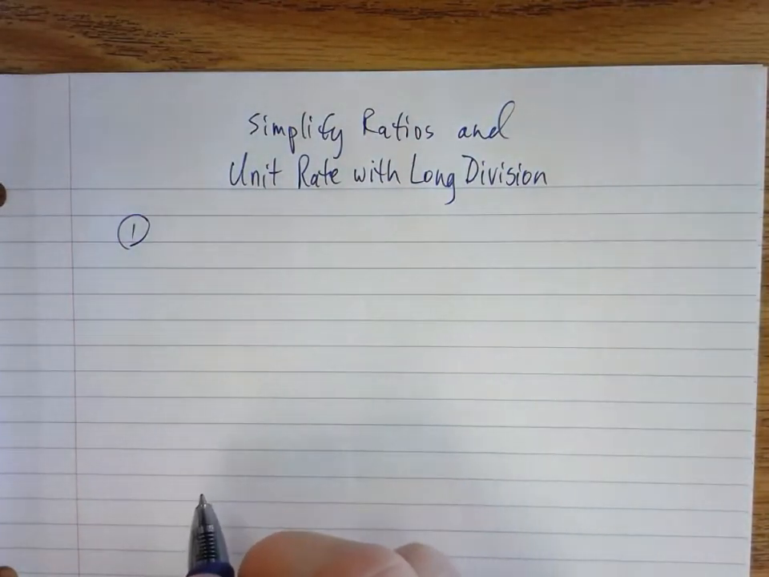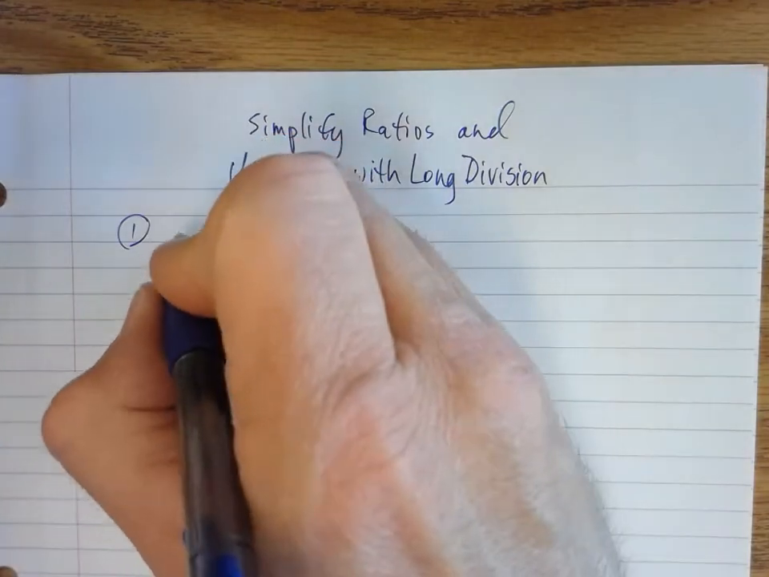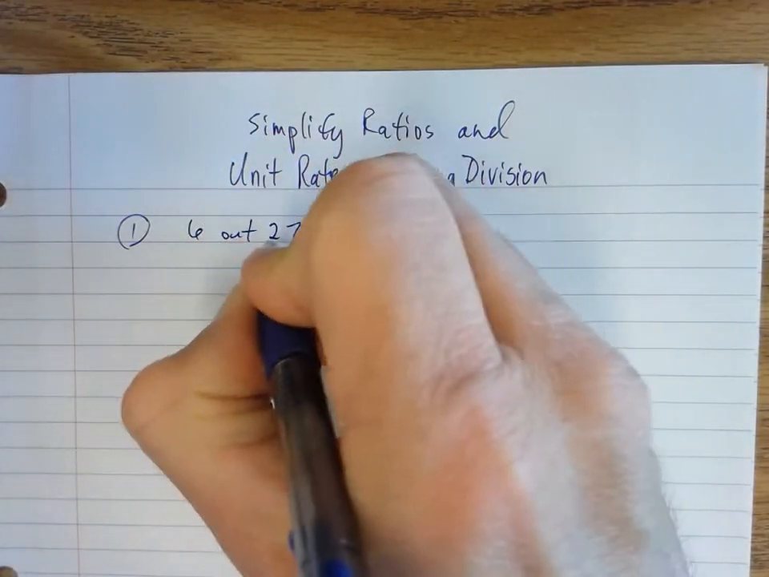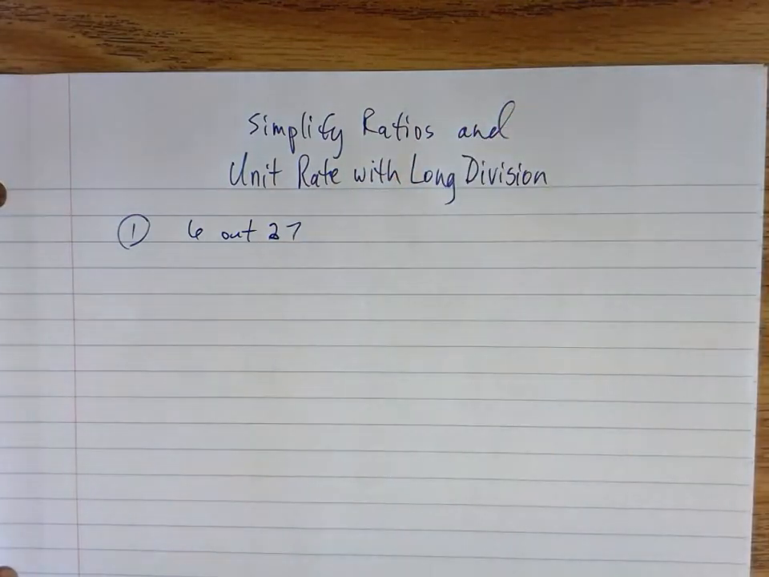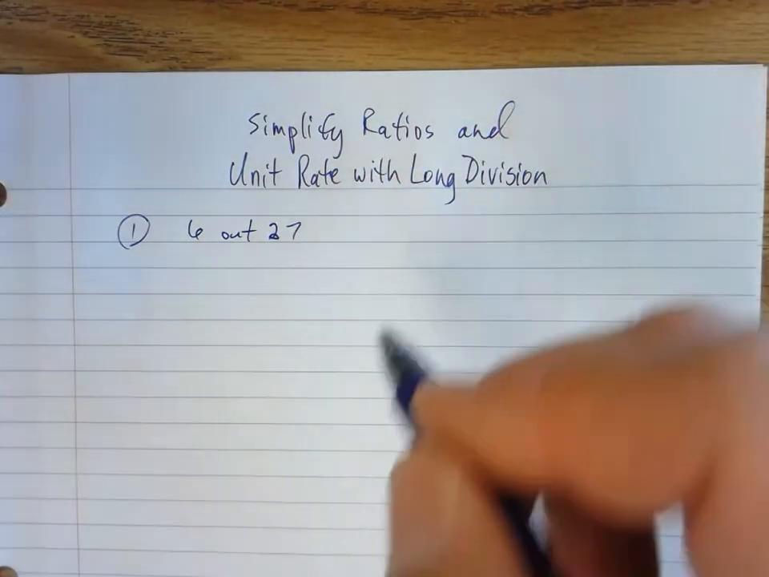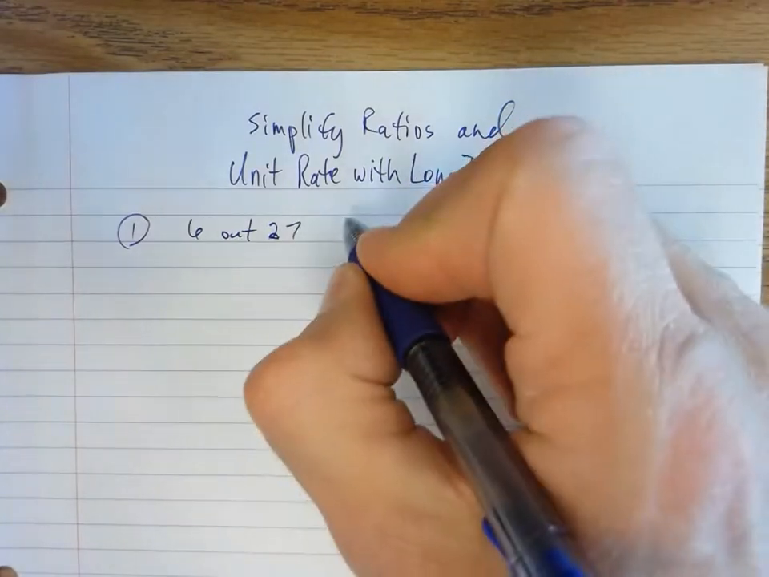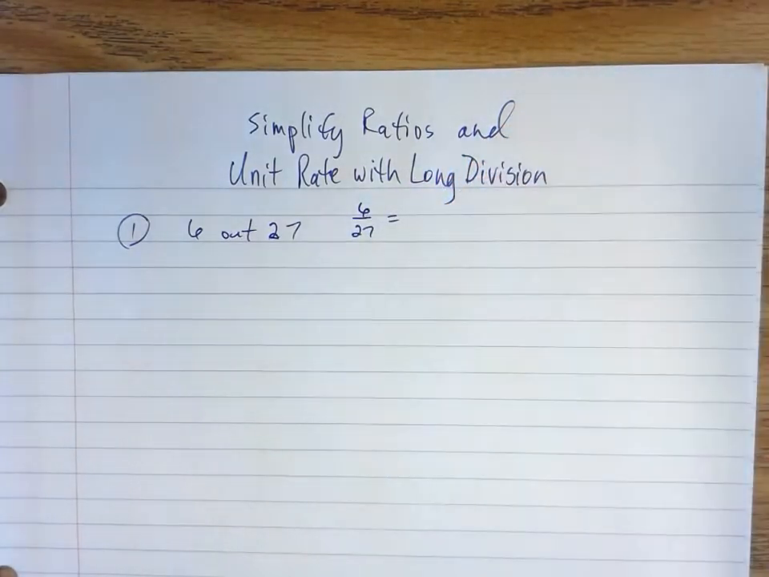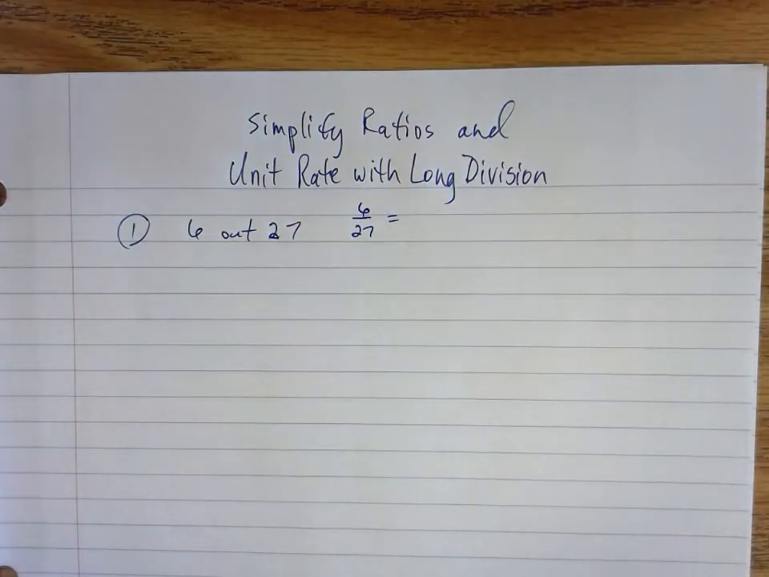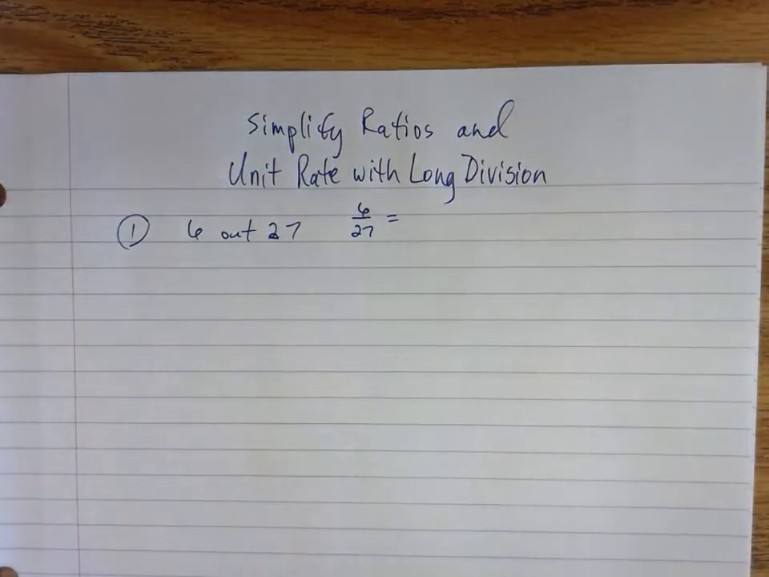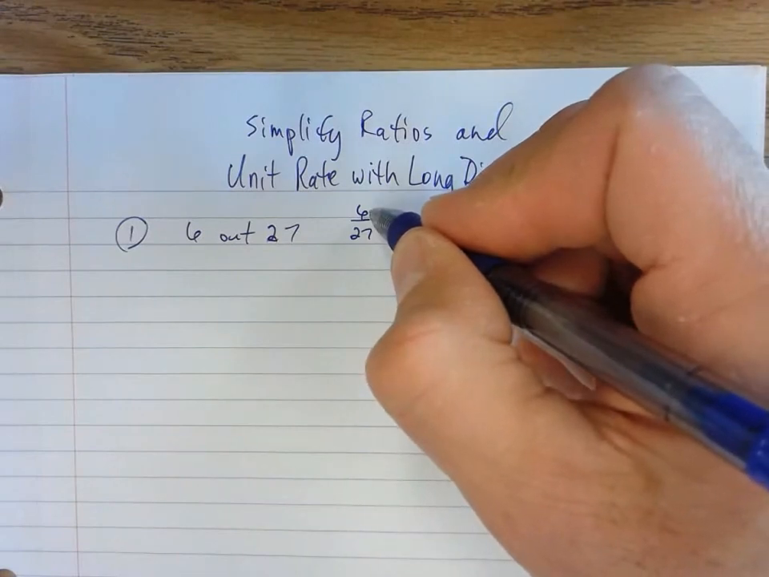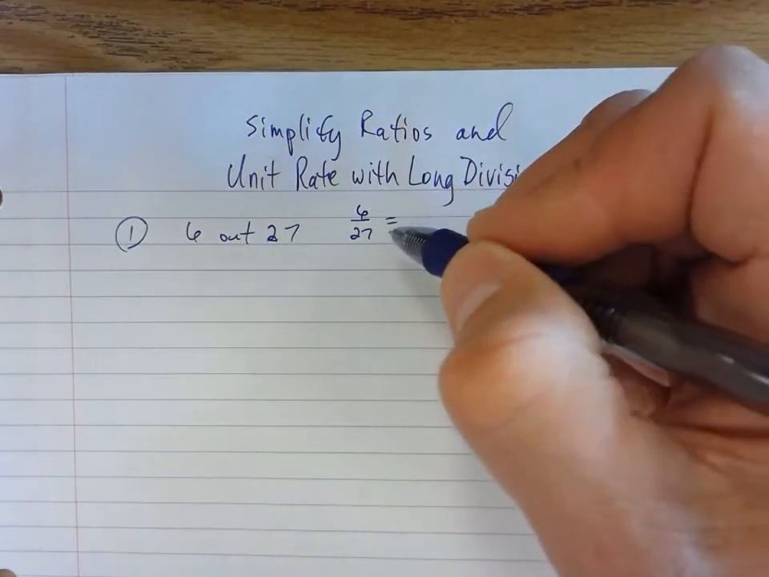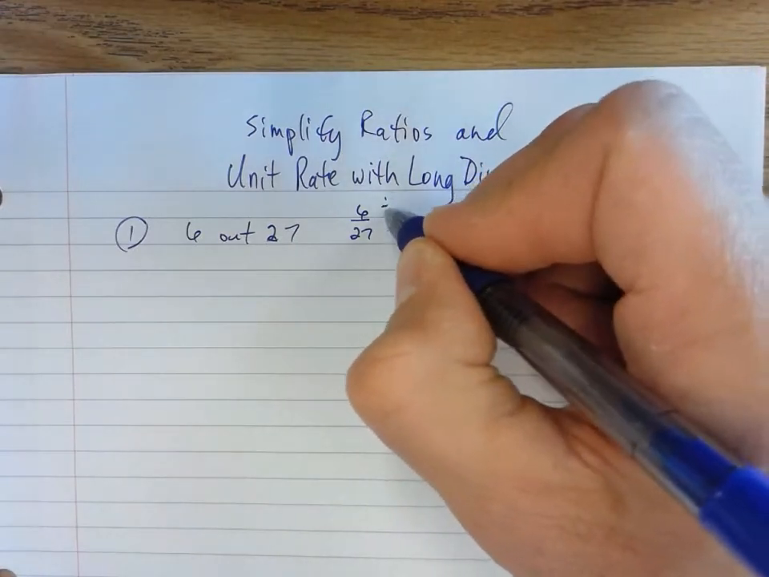So let's say, for example, we had 6 ladybugs out of 27 insects. We would take that ratio in word form and change it into a fraction. That would be 6 out of 27. Then you have to find a common factor to go into both of those numbers. What factors go into 6 and 27 that would be the same? That would be 3. So you divide both of those by 3.